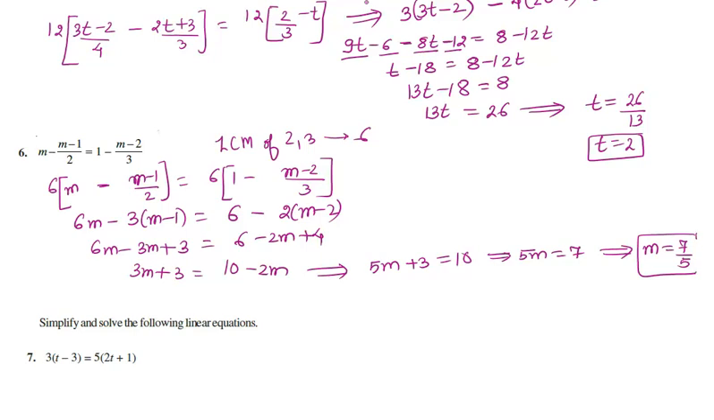We can write it like this also, or we can convert it into the decimal form. It would be 5 times of 1 is 5. The remainder would be 2, and 5 times of 4 is 20. So either we could say the answer is 7 over 5 or 1.4.